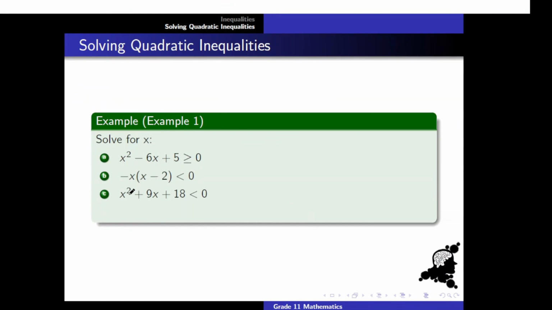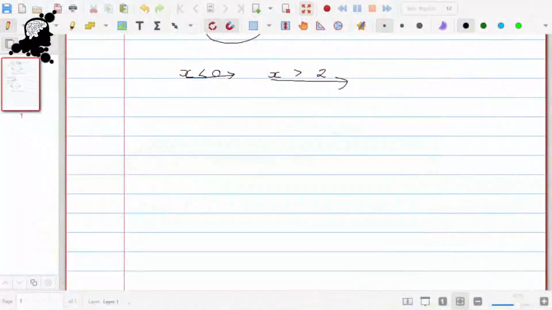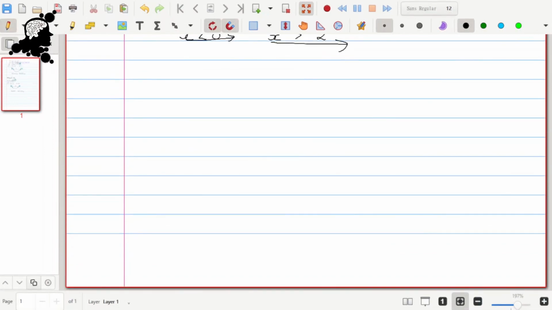Aha. So we've got x squared plus 9x plus 18 is less than 0. Let's look at this one. So, going back to the writing pad, we have x squared plus 9x plus 18 is, let's see, what was this? Less than 0.